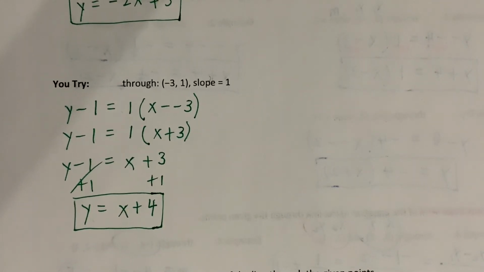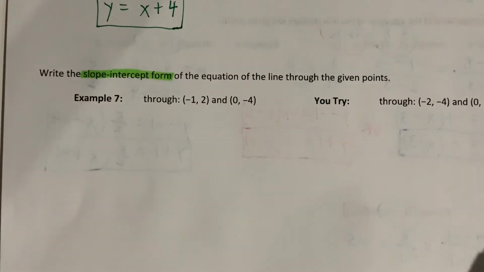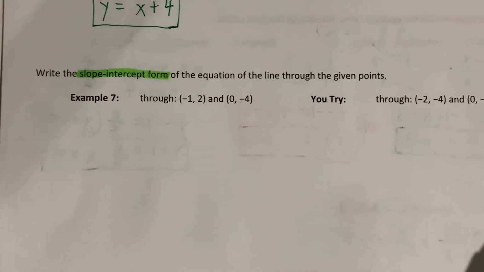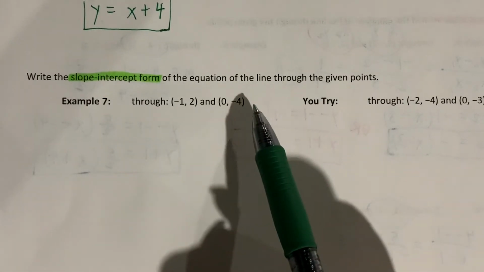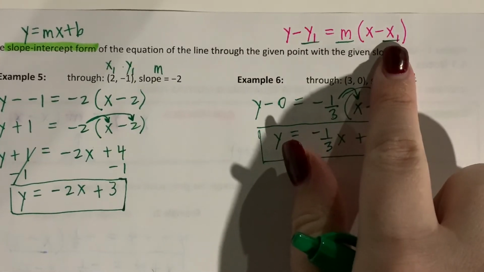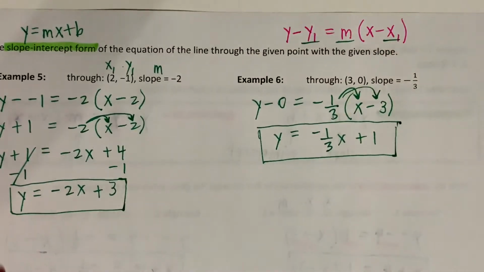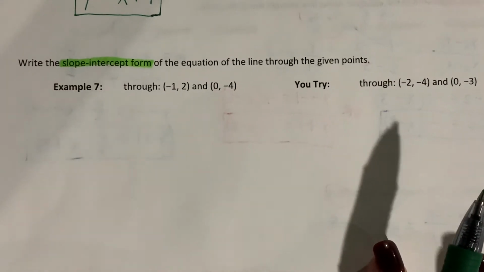We have one last example, example 7, also wants our equation to be in slope-intercept form. But now we're given 2 points. We're no longer given a point and a slope. And in order to put things into this point slope form that we like to use, we need a point and a slope. However, we do know how to find slope between 2 points.